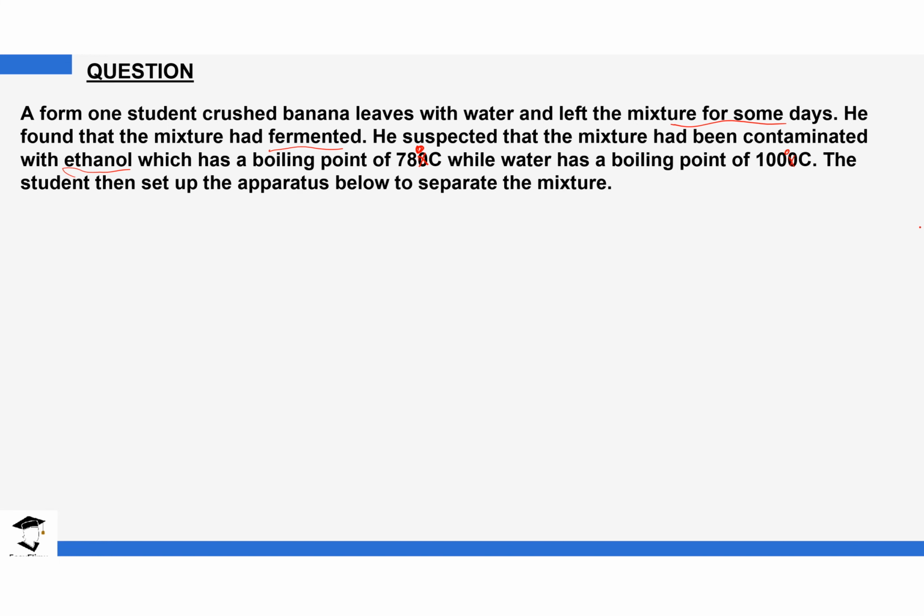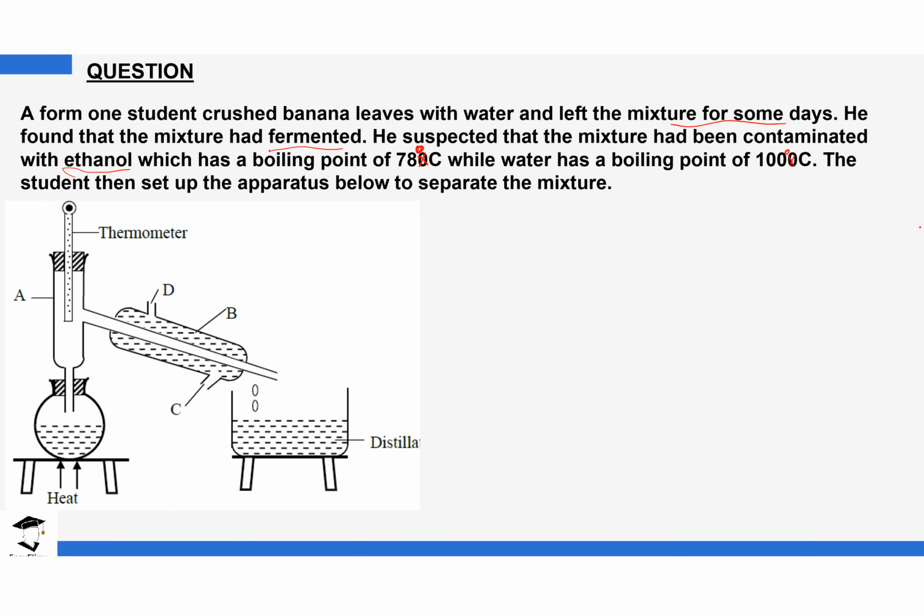So this contamination, or the fermentation, produces ethanol. So we have a mixture of ethanol and water in these crushed bananas. So the student placed the mixture in the round-bottomed flask and heated. So we know the process is going to heat and the vapors are going to get up in the fractionating column and then they are going to be condensed and we are going to collect our distillate. So let's look at the question.